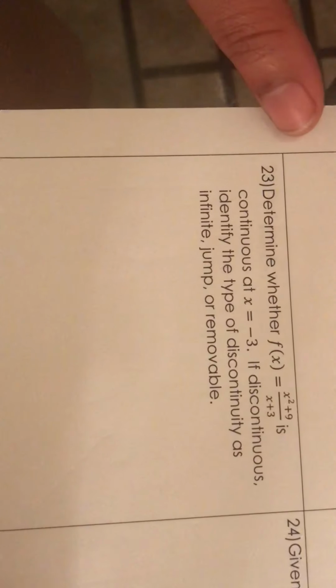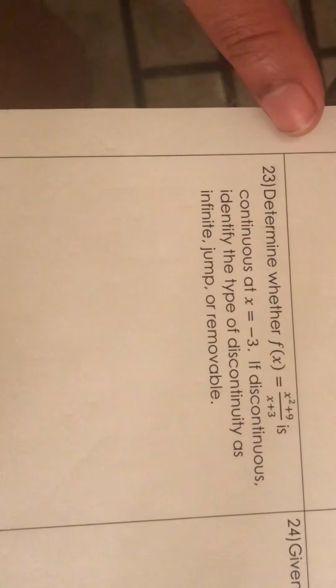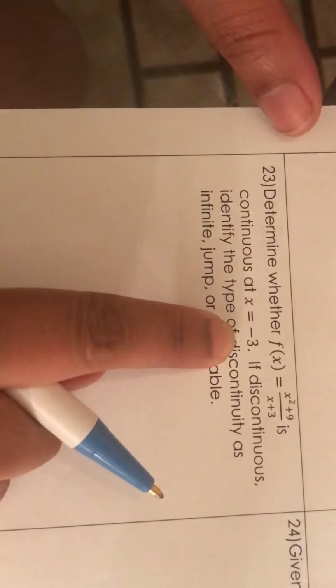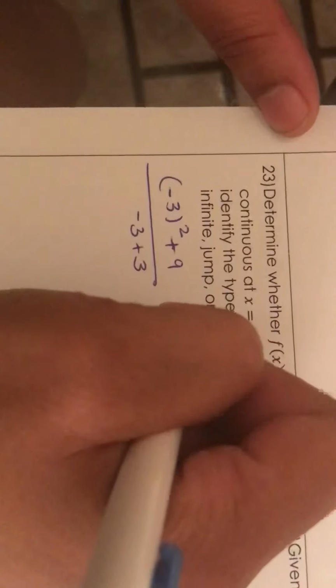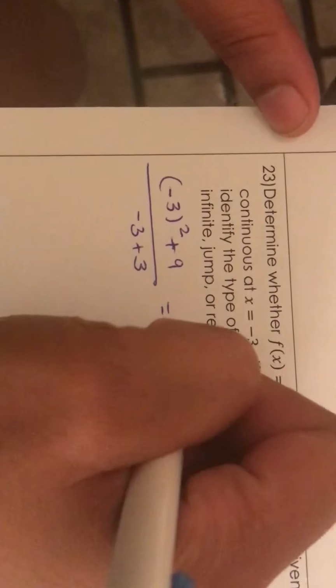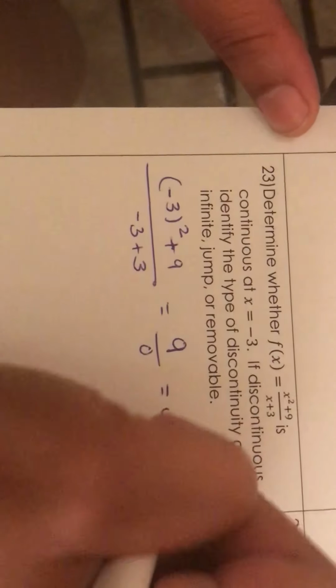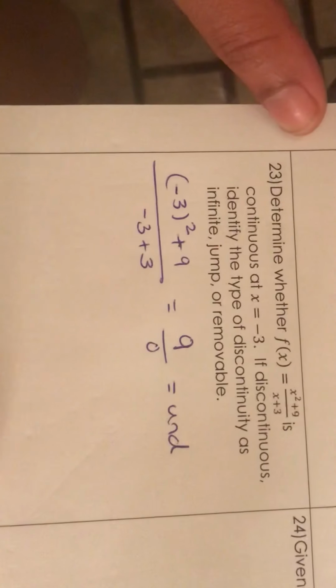Number 23, we need to determine if it is continuous at x equals -3. So if I plug in -3 squared plus 9 over -3 plus 3, I end up with 9 over 0, which is undefined. So that means it's not continuous.